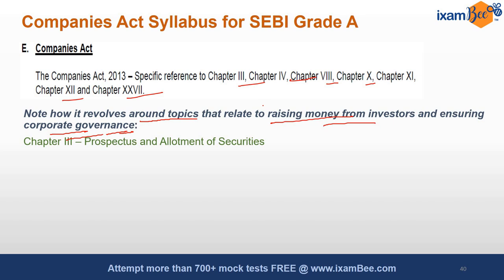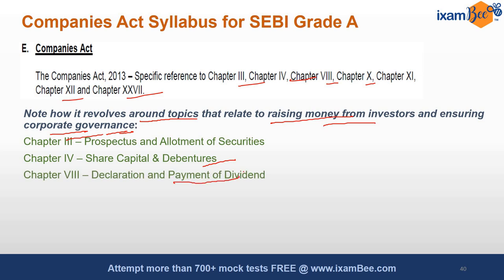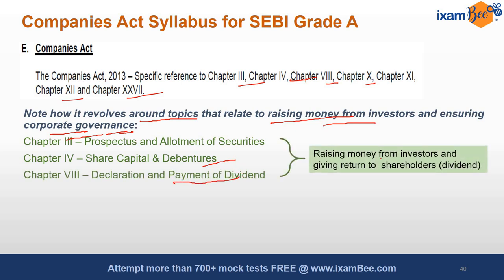So understand these: prospectus and allotment of securities, share capital and debentures, declaration and payment of dividend, which are related to raising money from investors and giving them the return. The return is given by way of dividend. There may be capital appreciation, that is different, but companies declare dividend. Capital appreciation happens in the market when the price of the share increases.